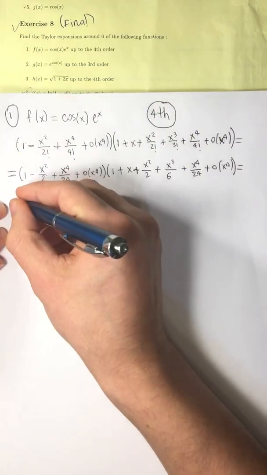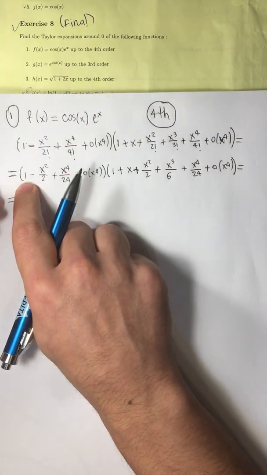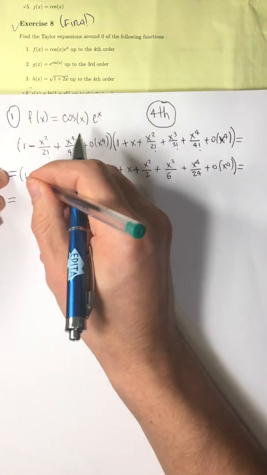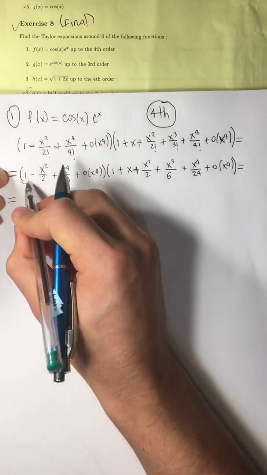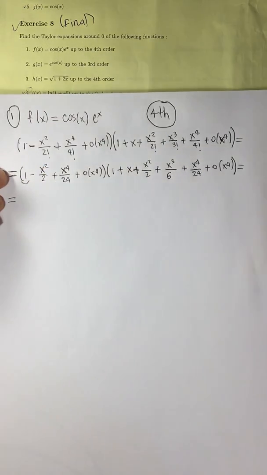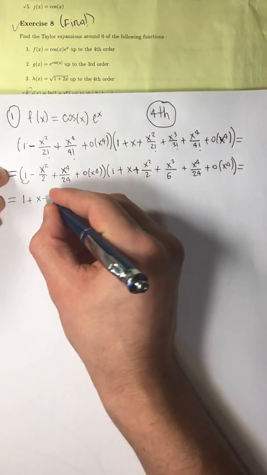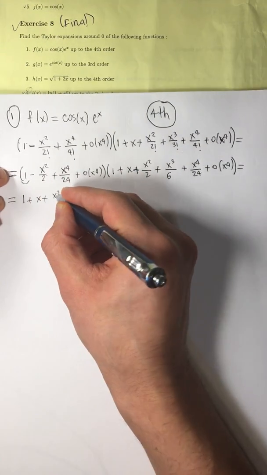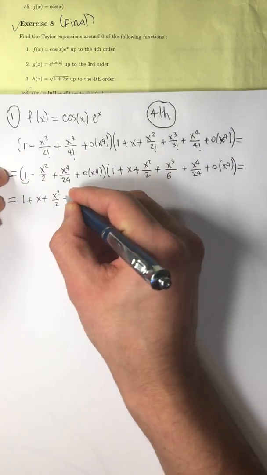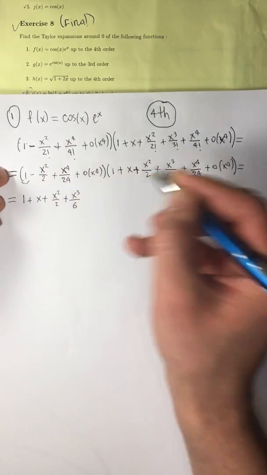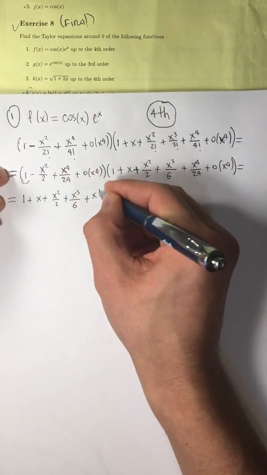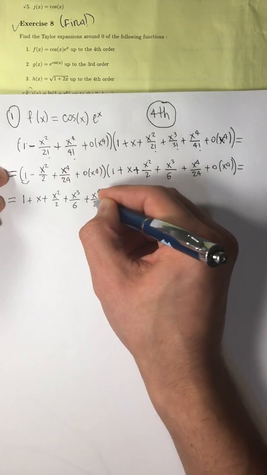Okay, now, because it's 1, I'm taking 1 right now. So I want you to understand what I'm doing. I'll multiply 1 by each term here. So 1 plus x plus x squared divided by 2, and this one x cubed divided by 6, this one x to the 4 divided by 24.